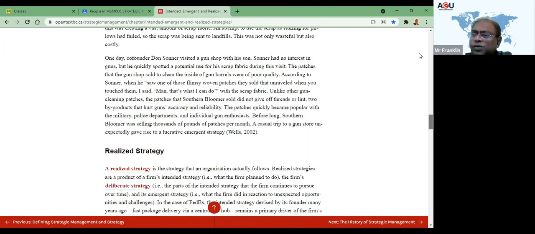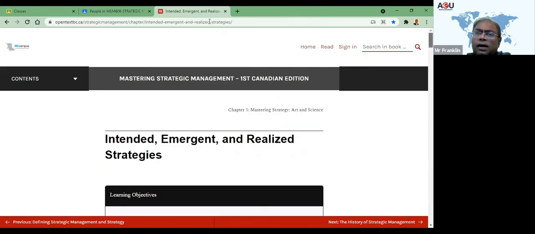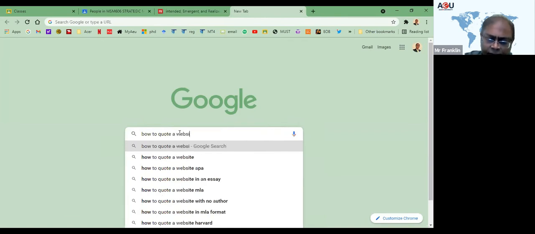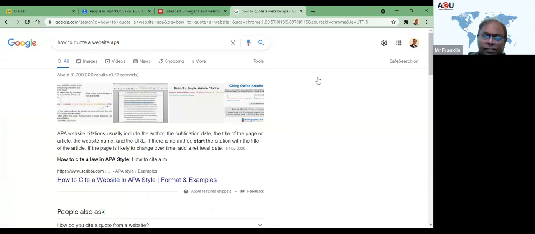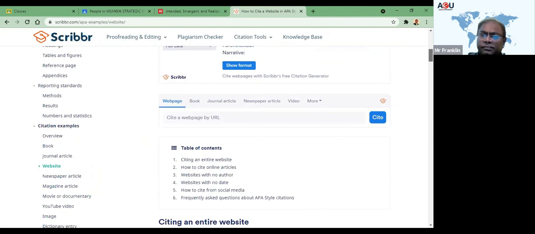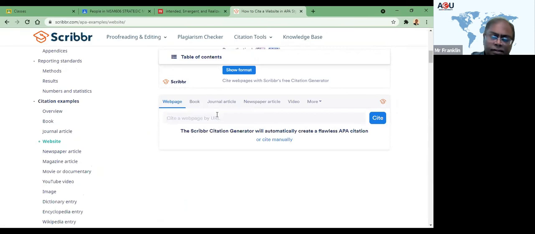You can use it. So do you know how to cite a website in APA? Okay, let me show you this. How to cite a website in APA format. Actually, what you do, you just cut and paste. They will tell you how to actually do that. There are websites that can help you to do that. Let's say, for example, I copy the website and put it here like this.